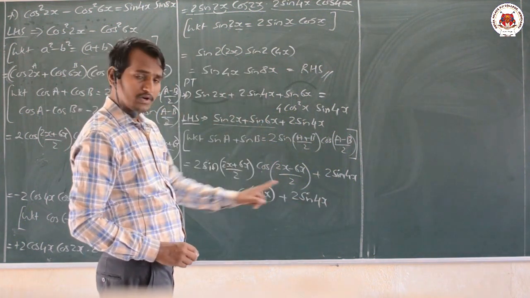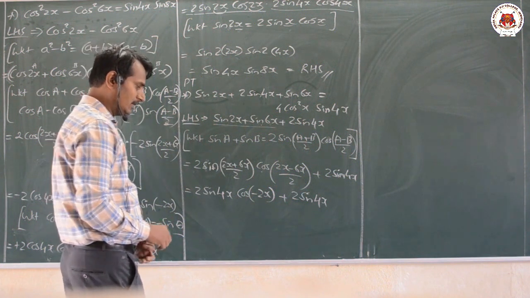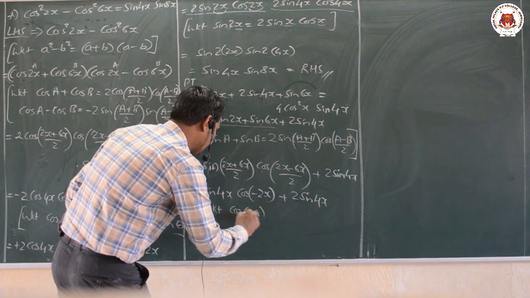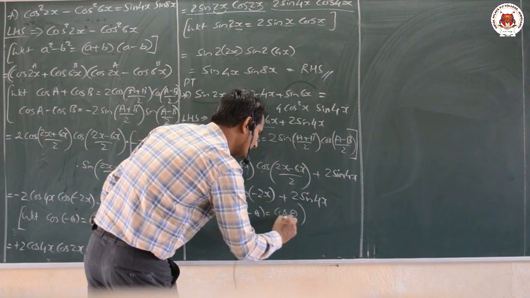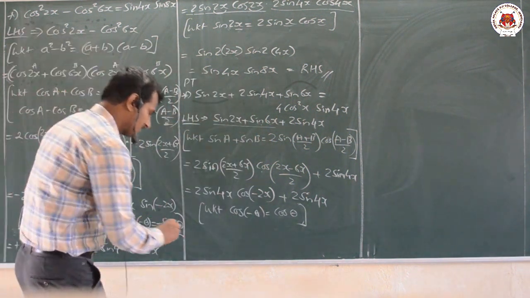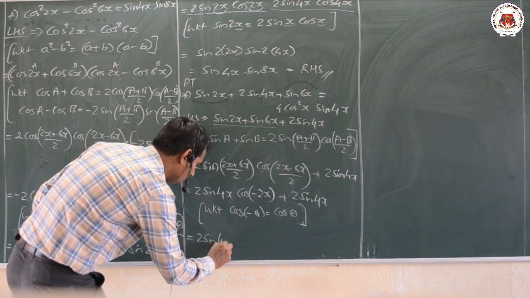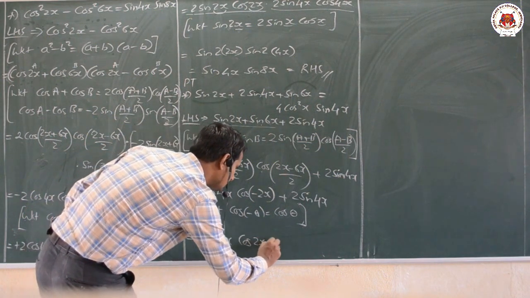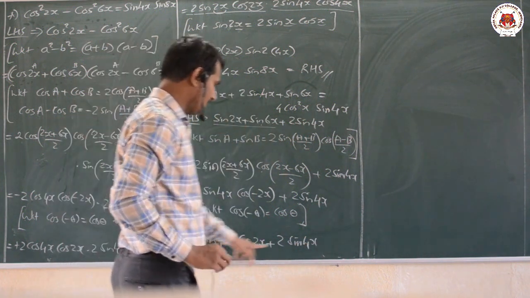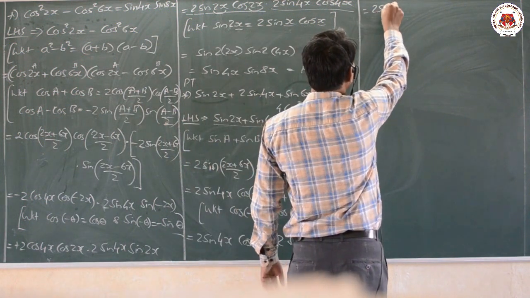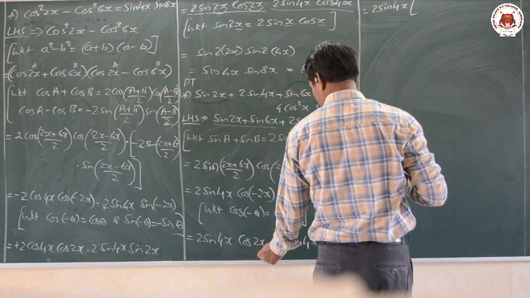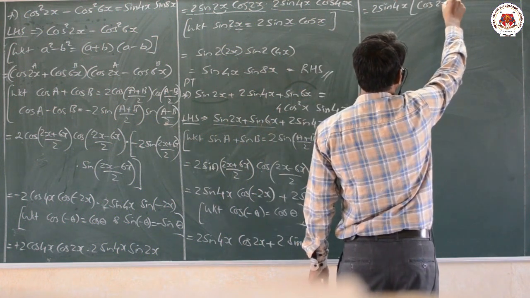Here I can take 2 sin 4x common, but before that we know that cos of minus theta is nothing but cos theta, since it comes in the fourth quadrant and cos is positive there. So this is equal to 2 sin of 4x cos 2x plus 2 sin of 4x. Now if I take 2 sin 4x common, this is 2 sin 4x into the bracket cos 2x plus 1.